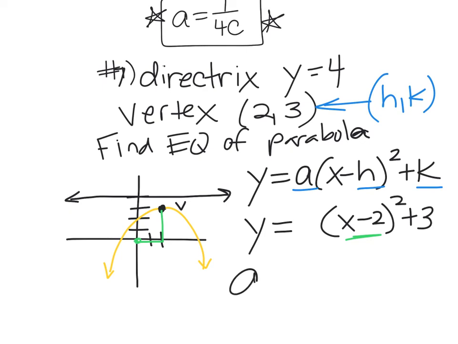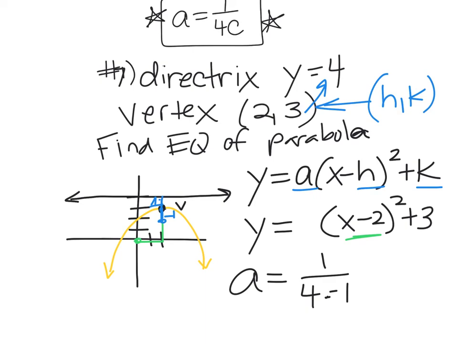Now, a equals 1 over 4 times c. I haven't used that yet. Now, remember what c equals. c is the distance from the vertex to the focus, which is the same distance to the directrix. How far is that away from my vertex? 1. I went from y is 3 to y is 4. I traveled a distance of 1 right there, which means that if I was going to go to the focus, I would go down 1. So that means that c is -1.